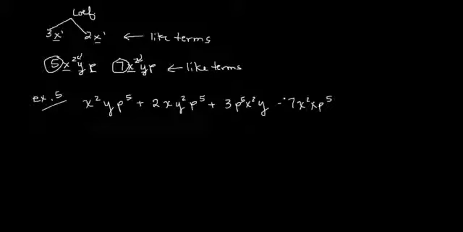Okay, first thing I want to do is start looking for like terms. If there's no coefficient in front of it, you can put a 1 in here, like this. This would be 1. So let's see if we have any more x squared y p's to the fifth. So let's look at the second term. That one does not have an x squared, so it's not the same as the first one. Let's go down to the next one. This one has an x squared.